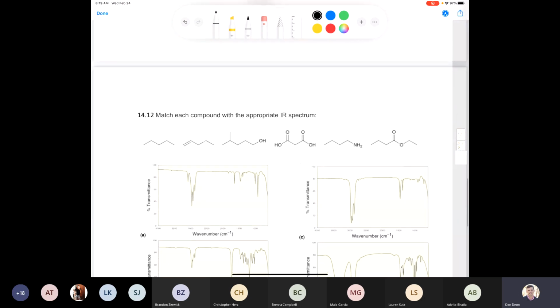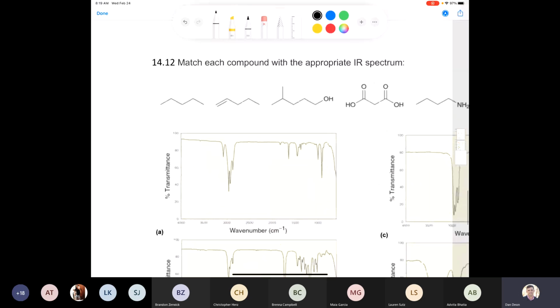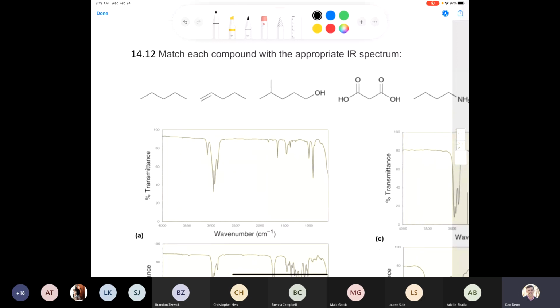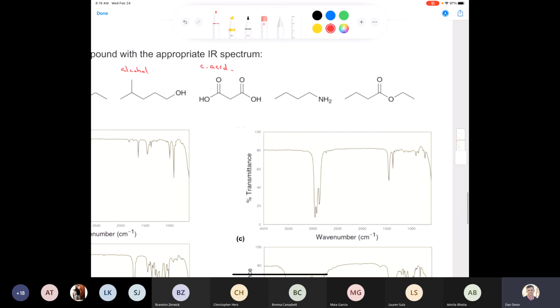Let's try to do 14.12 a little quicker. It might be hard for you to see all the choices on the screen here. Let's see if we can solve this one kind of quickly. It says here, match each compound with the appropriate infrared spectrum. Here's what we've got. We've got an alkane. This is pentane, okay? Then we've got an alkene here. This is called 1-pentene. Here we have an alcohol. This is a carboxylic acid. This is actually called malonic acid. If you studied biology, you might have heard of that. Here we have a primary amine, and here we have an ester.